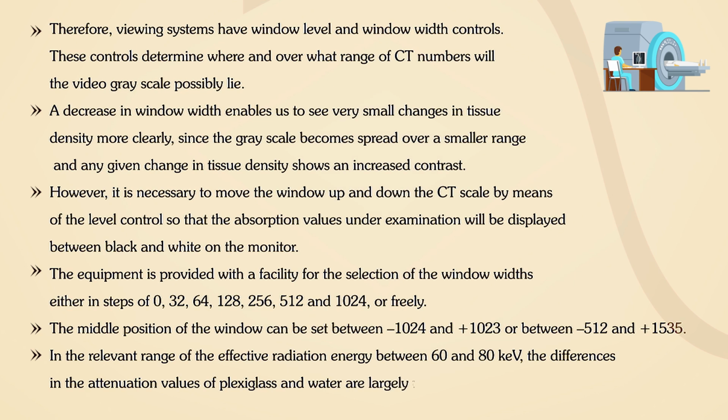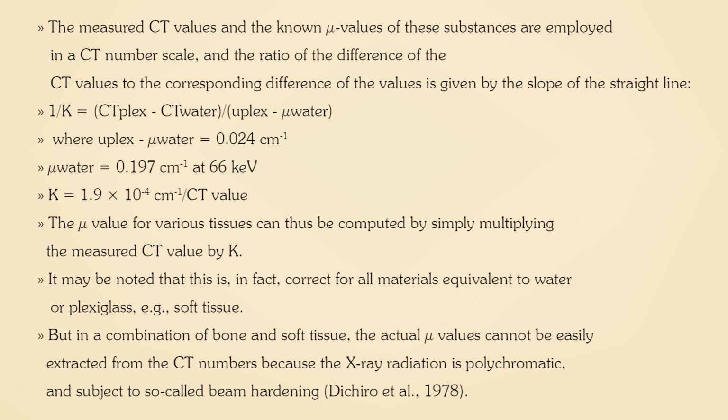In the relevant range of the effective radiation energy between 60 and 80 kilo electron volt, the differences in the attenuation values of plexiglass and water are largely constant. The measured CT values and the known mu values of these substances are implied in a CT number scale, and the ratio of the difference of the CT values to the corresponding difference of the mu values is given by the slope of the straight line.